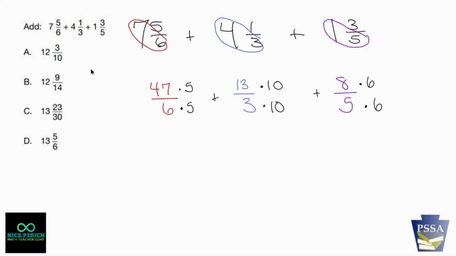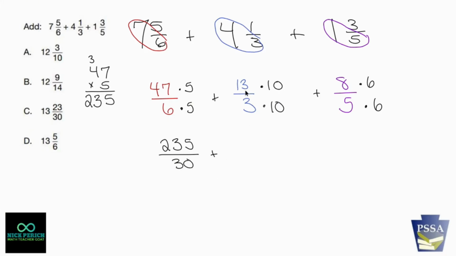47 times 5. Yeah, I'm going to have to go off to the side for this one because I don't know what it is off the top of my head using the old multiplication algorithm. 7 times 5 is 35, so write out your 5. Carry over a 3. 5 times 4 is 20. 20 plus 3 is 23. So 47 times 5 is 235, gross. That's over 6 times 5, 30. I can handle that one.